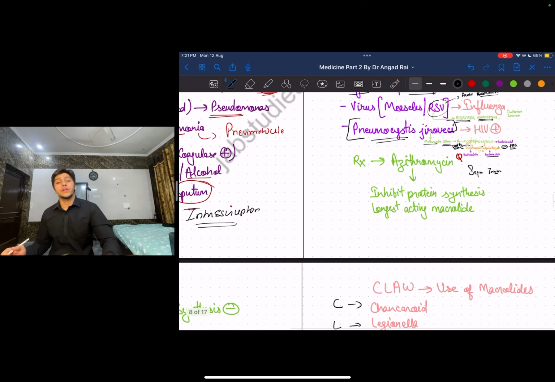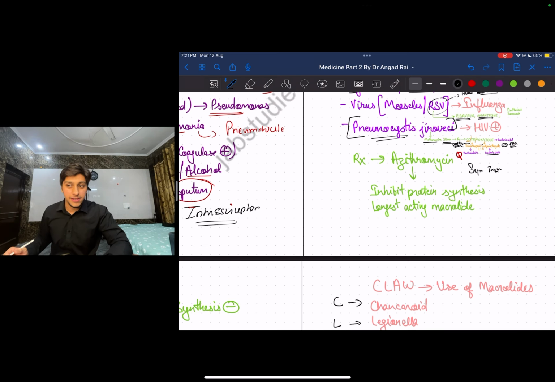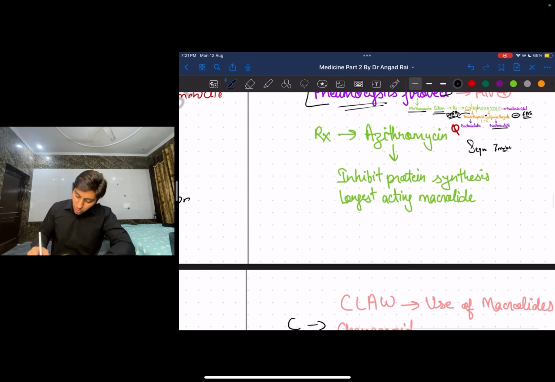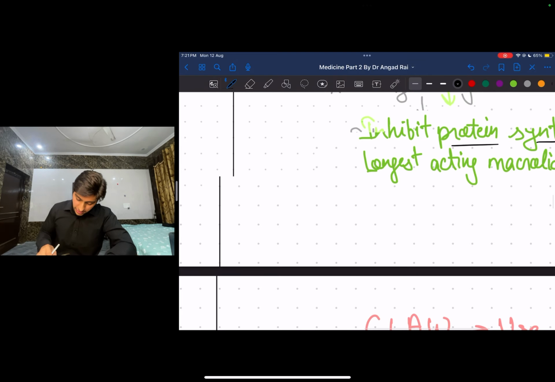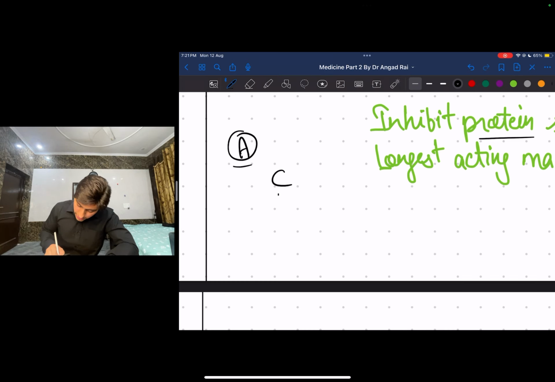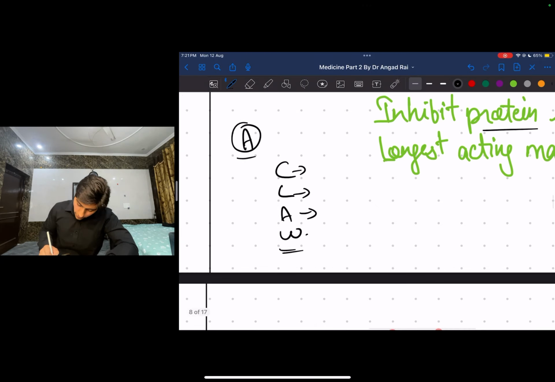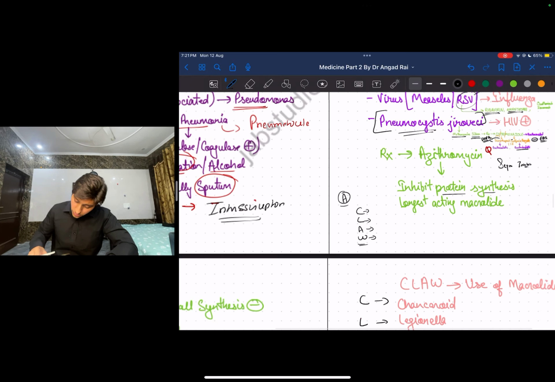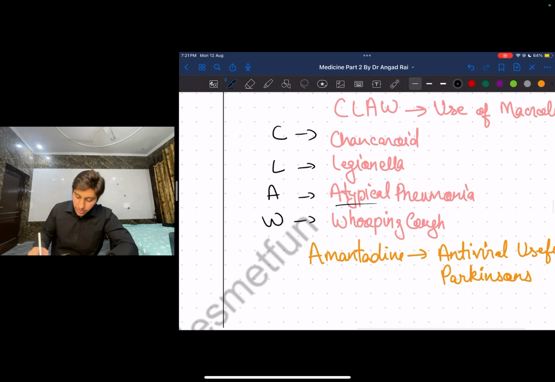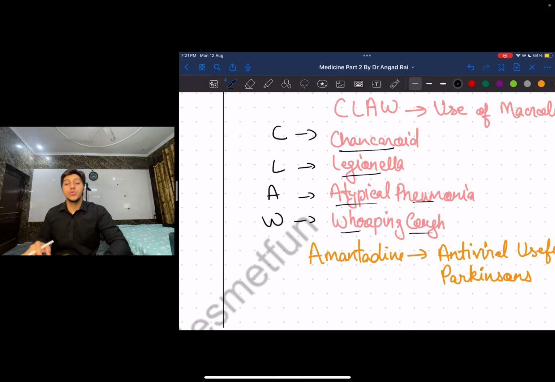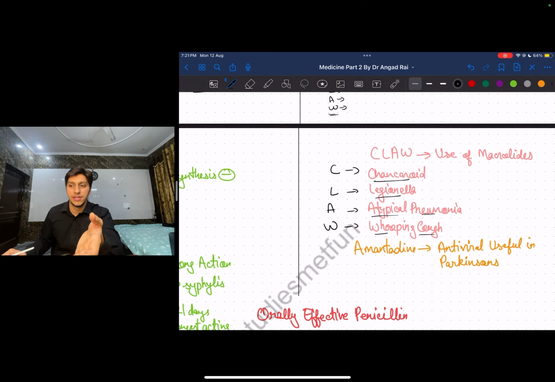The strongest and longest acting macrolide is azithromycin. Azithromycin blocks protein synthesis, and it's a long-acting macrolide. What are the conditions in which you can give azithromycin? Remember, macrolide drugs are given by CLAW: Chlamydia pneumonia, Legionella, atypical pneumonia, and whooping cough. Also, C stands for chancroid. These are the uses of macrolides. In pharma also we'll discuss this, but right now you can remember it.